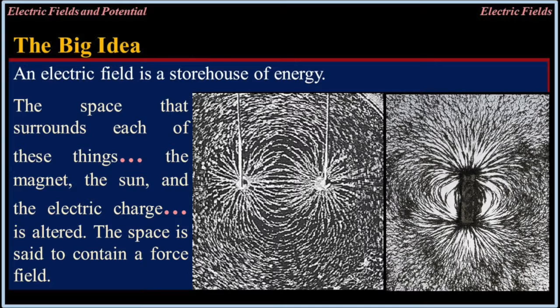The space that surrounds each of these things, the magnet, the sun, and the electric charge, is altered. The space is said to contain a force field.